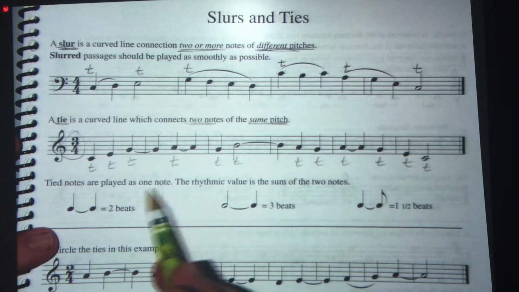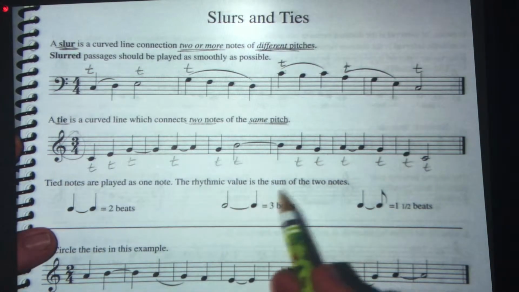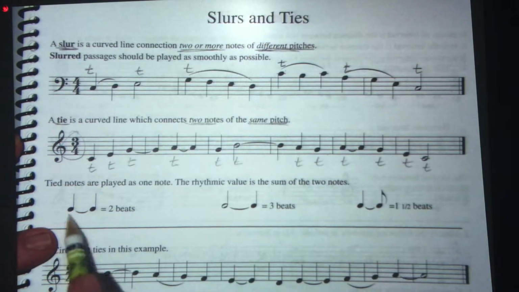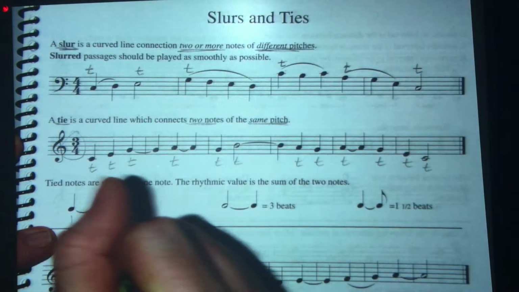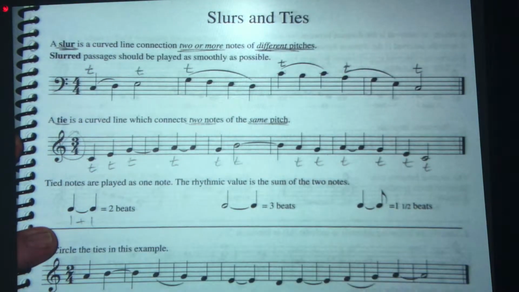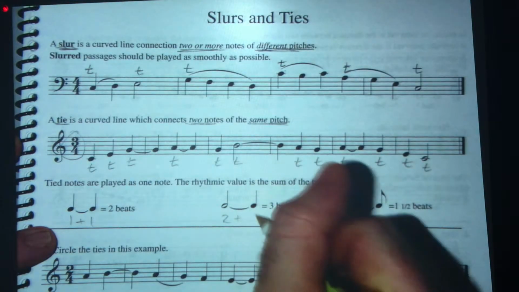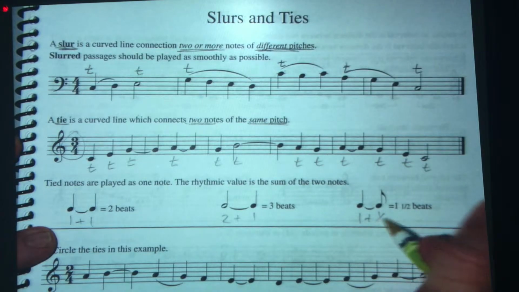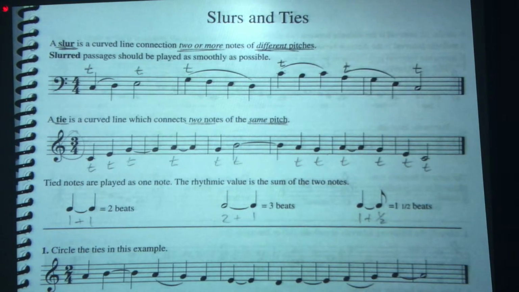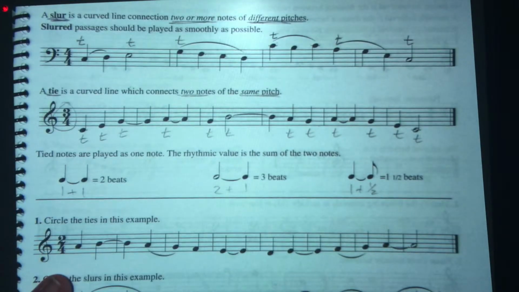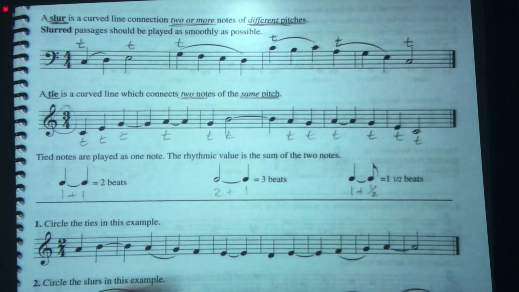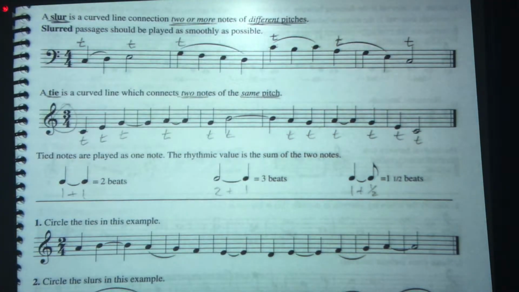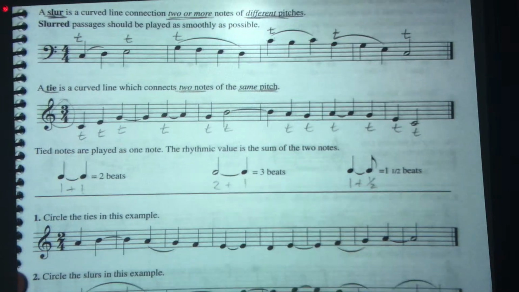Tied notes are played as one note. The rhythmic value is the sum of the two notes. For example, we know that 1 plus 1, that's a tie. This would be 2 plus 1 equals 3. This would be 1 plus half equals 1 1/2. And I want you to write the math under it and put the t's up there just like I did. You're going to use this information up here on the top to answer the questions below.